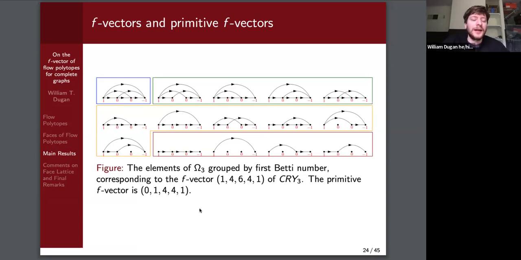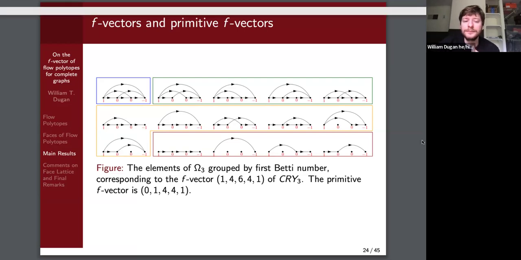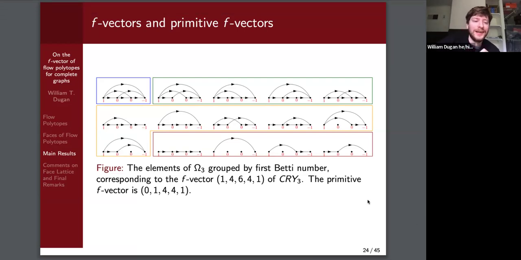The primitive F vector is basically the same data, but now we only look at the ones that use all the vertices. The empty graph doesn't use any vertices, so we just have it as 0. In these first 4, there's 1 that uses all the vertices, namely this one. There are 4 that use all the vertices here: 1, 2, 3, 4. We have to exclude these 2 because they don't. And then 4, 1. So in this picture, we have Hille's theorem giving us the F vector for cry and also the primitive F vector. Any questions about this? Okay.